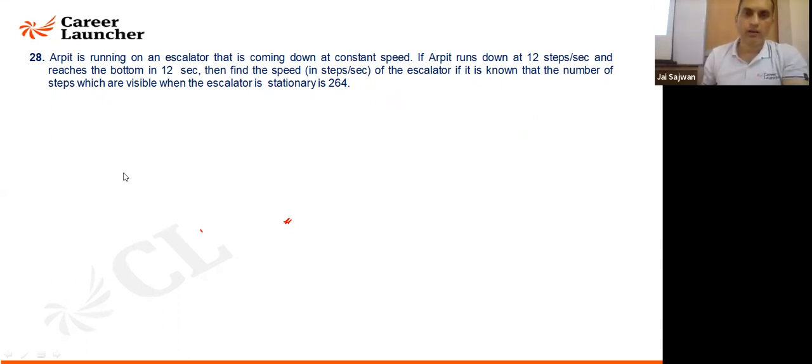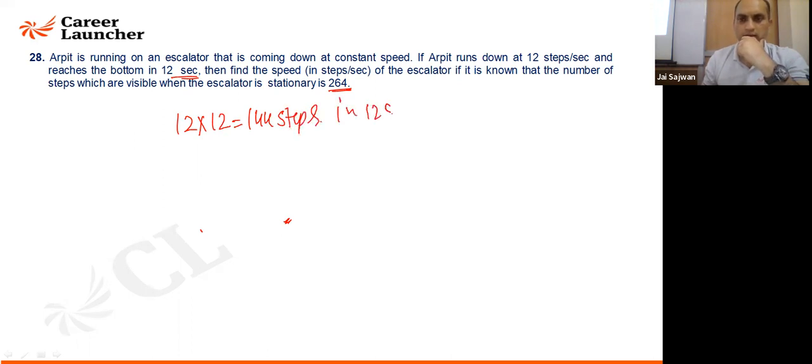So here I go. Arpit is running on an escalator that is coming down at a constant speed. If Arpit runs down 12 steps per second and reaches the bottom in 12 seconds, find the speed of the escalator if it is known that the number of steps visible when the escalator is stationary is 264. So you already know that Arpit runs down at 12 steps per second and reaches the bottom in 12 seconds. So Arpit's speed is 12 and he is going to take 12 seconds. He is going to travel 144 steps in 12 seconds.